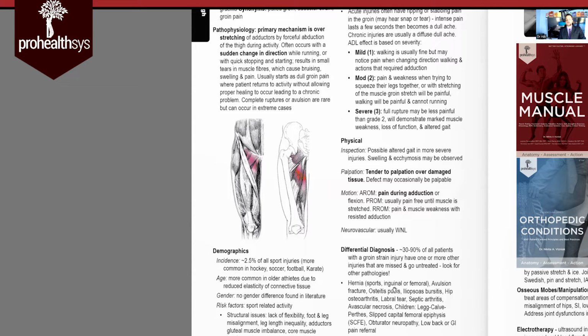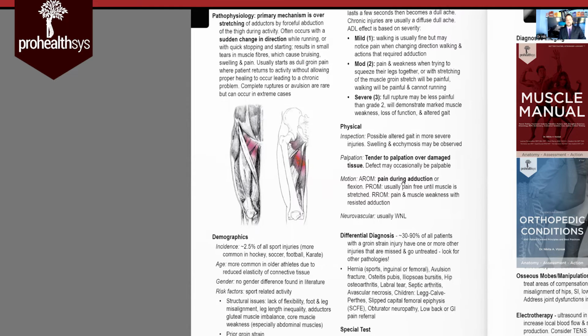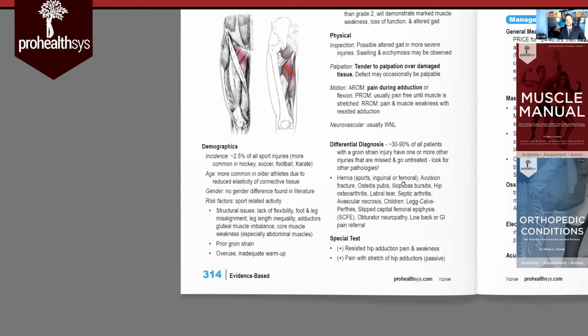Neurovascular is usually within normal limits. 30-90% of all groin strain injuries have one or more injuries that are missed or go untreated. Look for other pathologies. Absolutely key. One of my favorite expressions I learned in school was, what's the most commonly missed fracture on x-ray? The second one, because everybody pays attention to the first injury and doesn't look deeper. So take your time with your clients, with your patients, and look for other areas of injury that could be going on.